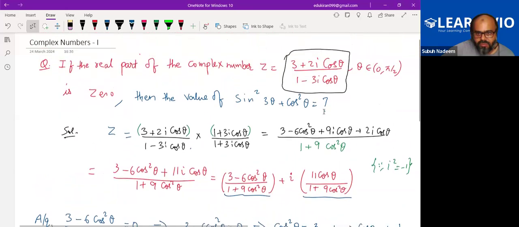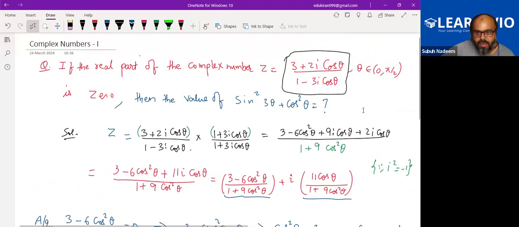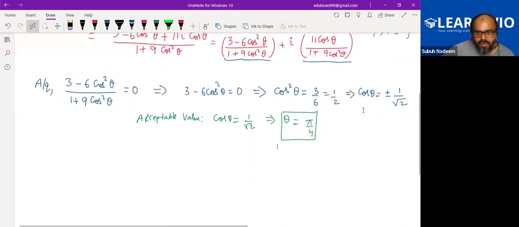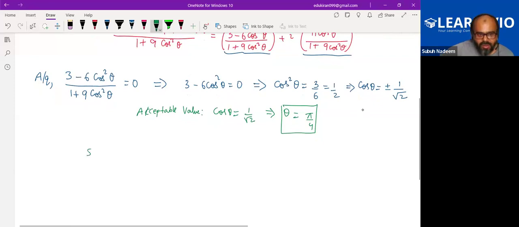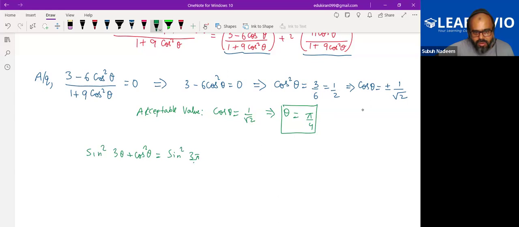Now we just have to find sine square 3 theta plus cos square theta. If you find that, what we get here is sine square 3 pi by 4 plus cos square pi by 4. Sine 3 pi by 4 is 1 by root 2, so the square will be 1 by 2. Cos pi by 4 is also 1 by root 2, so the square will be 1 by 2. So this will be 1, which is our answer.